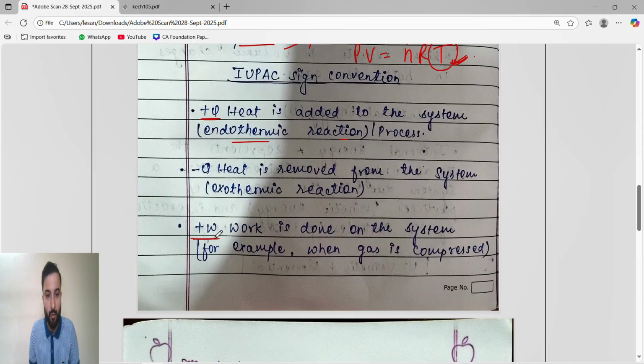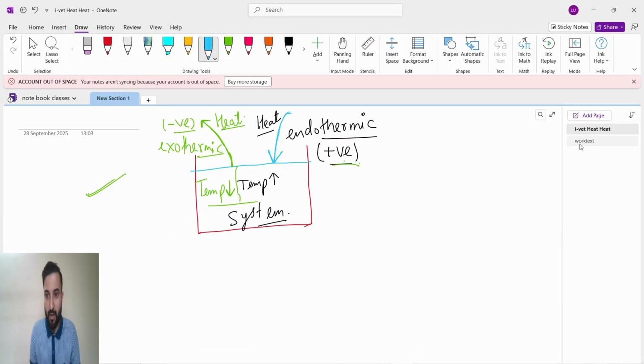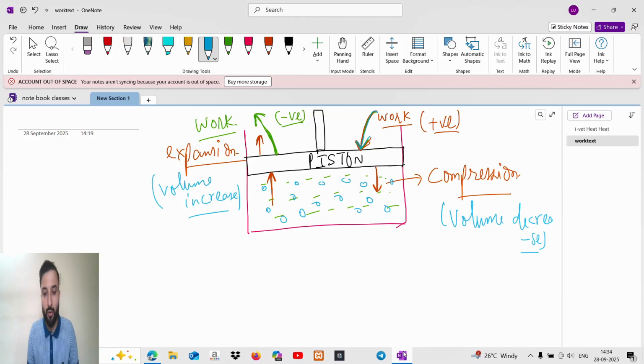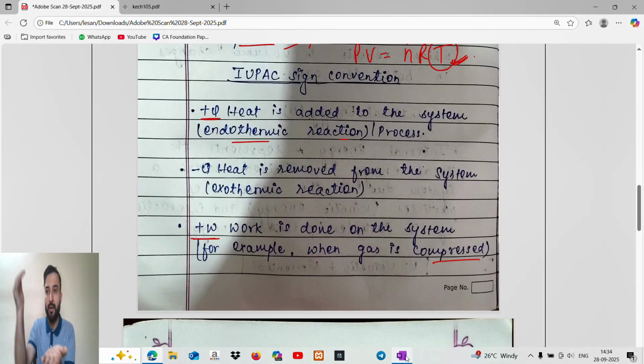Next you see plus W means work is done on the system. The work is done on the system, it's compression. On the system means positive. So no need to memorize anything, just see that anything which is on the system or to the system, upon the system, then it is positive. Anything which is away from the system or by the system, it is negative.